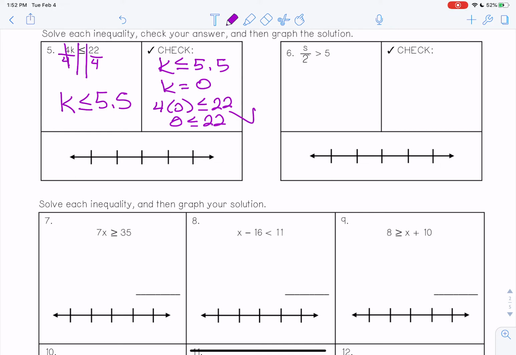So now I'm going to graph my answer, and I'm going to put 5, 6, 7, and then 4 and 3. I know 5.5 goes halfway. There is the equal sign, so my bubble is filled in. K is all the numbers smaller than 5.5, so my arrow is going to point towards all the numbers smaller than 5.5.